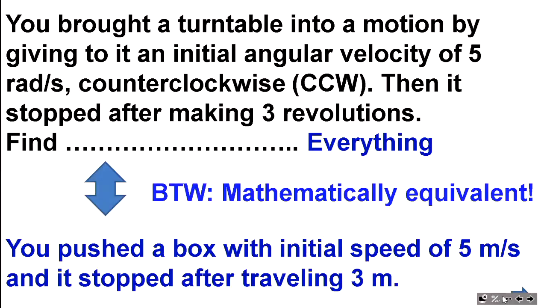So this problem is a continuation of the experiment. We gave a push, it stops in three revolutions. Mathematically, this problem is no different from a problem we've solved before. We gave it a push, it stops. No difference. We have solved the problem about a box sliding down and stuff. And we know how to do that. So we just have to apply exactly the same reasoning.